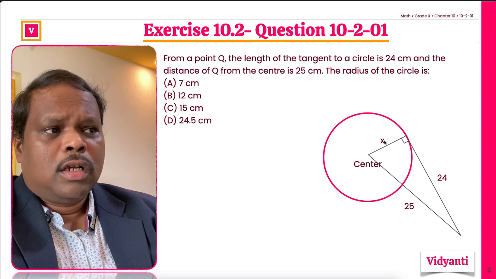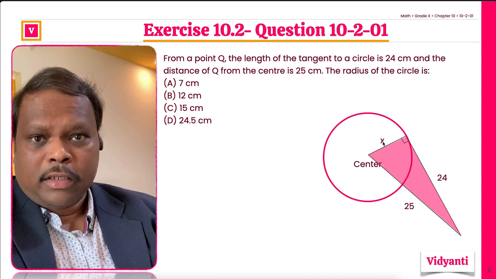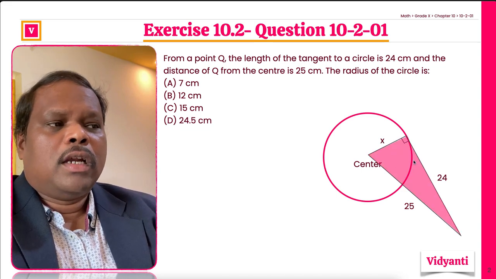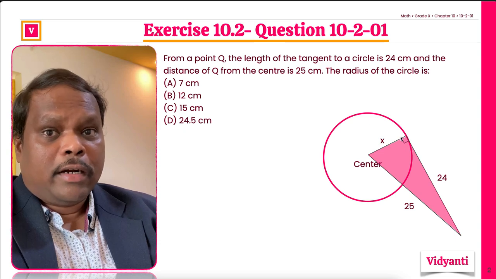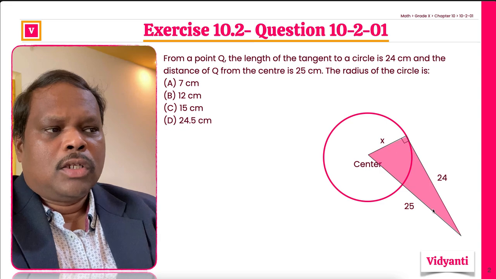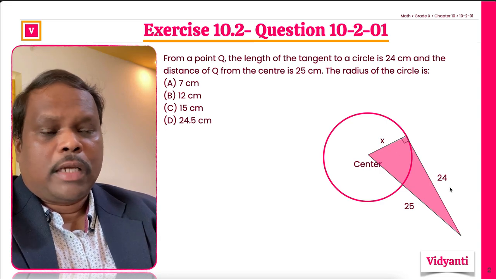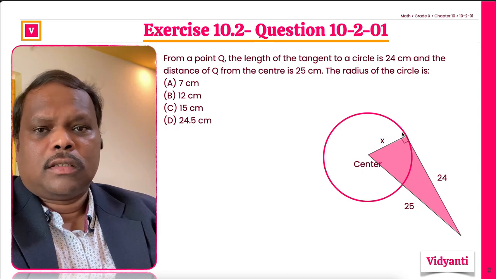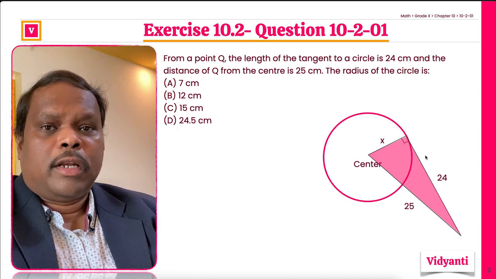Yes, because let's assume that that distance is x, and this triangle which I have shaded is a 90 degree or right angle triangle. So we can use very well the Pythagoras theorem. So by the application of Pythagoras theorem, 24 square plus x square will be 25 square, because the hypotenuse square is the sum of the squares of the remaining two sides.